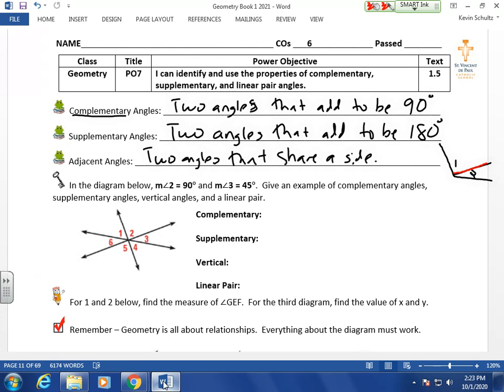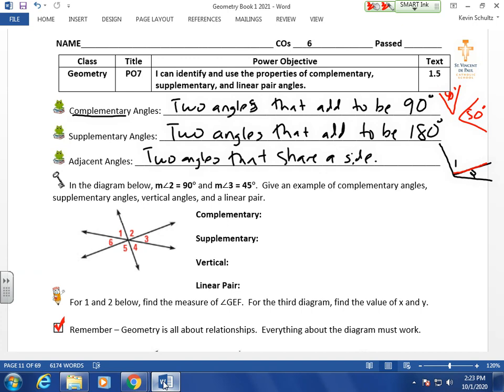Now, I bring that up because complementary and supplementary angles might be adjacent, but they don't have to be adjacent. So if you have a 40-degree angle here and a 50-degree angle here that are not adjacent, they're not sharing a side, they can still be called complementary angles. Same thing with angles that add to be 180. They don't have to necessarily touch to be considered supplementary.